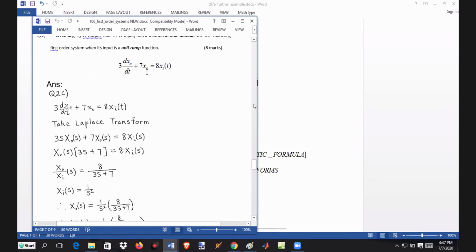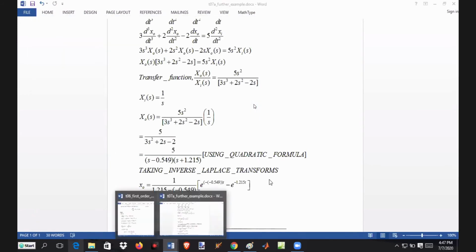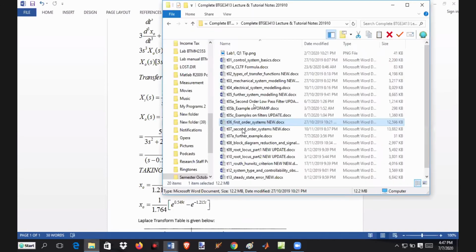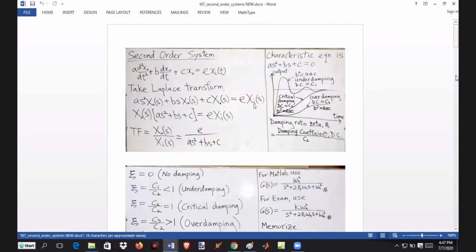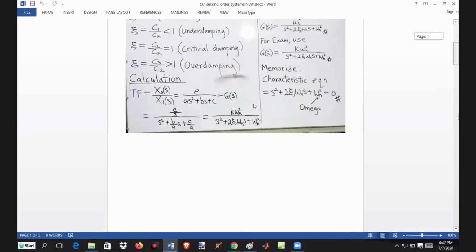So after this one, now I go up to the other one, the second order. Second order will be like this. I'm not sure whether I have to go to this or do the solution first or what.